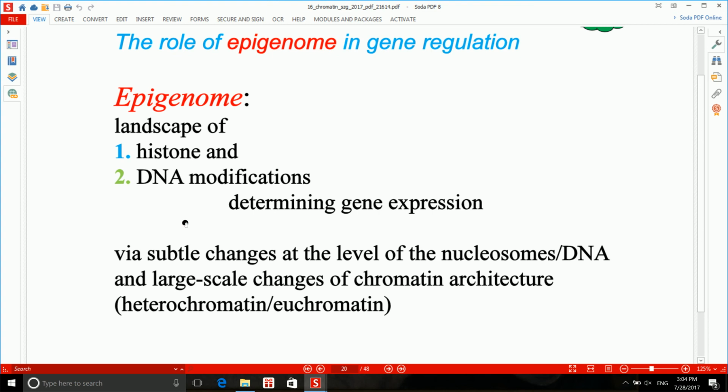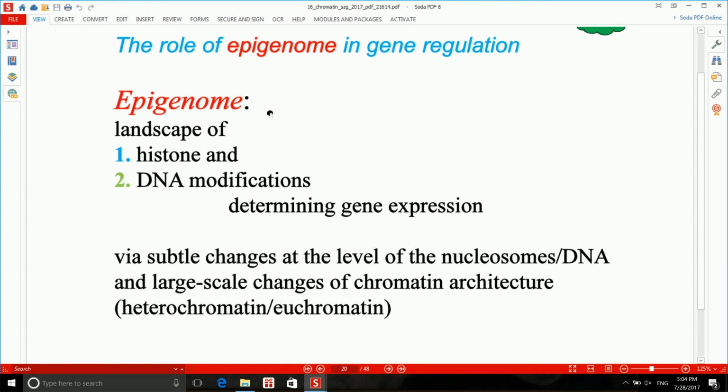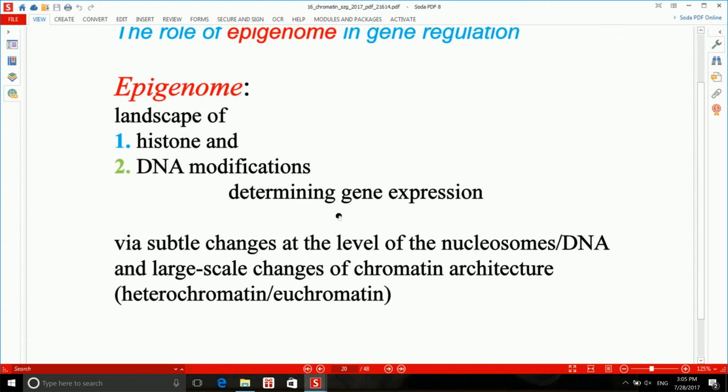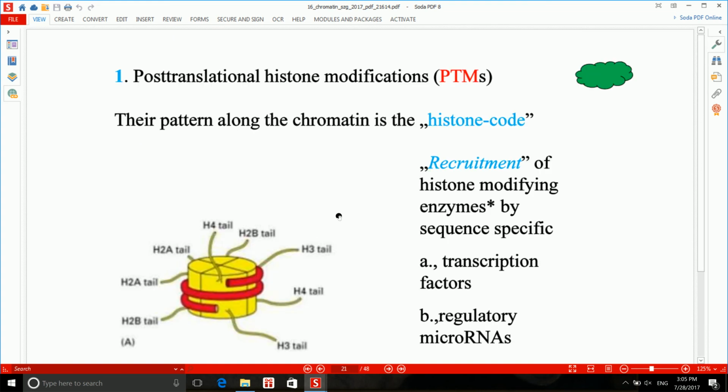So instead of changing them innately, we're gonna modify them by, for example, phosphorylating them or acetylating them or methylating them. And a very important subdivision of epigenetics is histone code. Histone code basically refers to different post-translational modifications of histones, like acetylation, methylation, and phosphorylation.